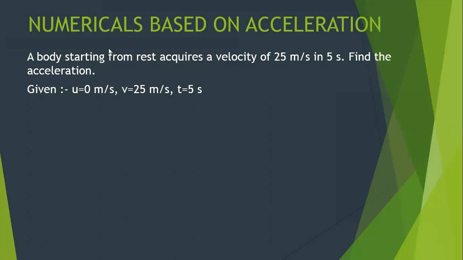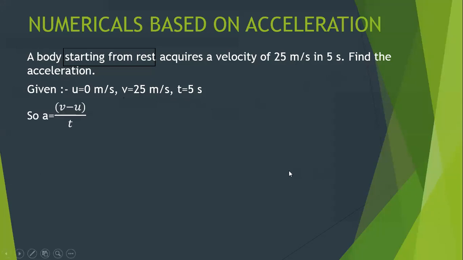So this makes the topic again very interesting. Whenever the object is starting from rest, your initial velocity will be 0. Okay, and then it reaches a velocity of 25. So what's your final velocity? Your final velocity is 25, in 5 seconds. And what has been asked? Acceleration has been asked. Monish, please check your sign, beta.